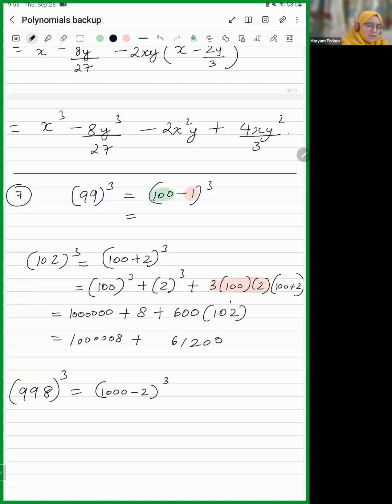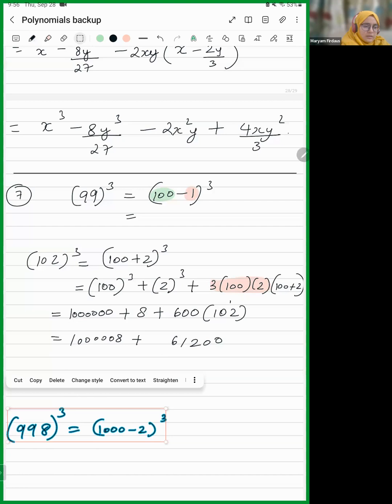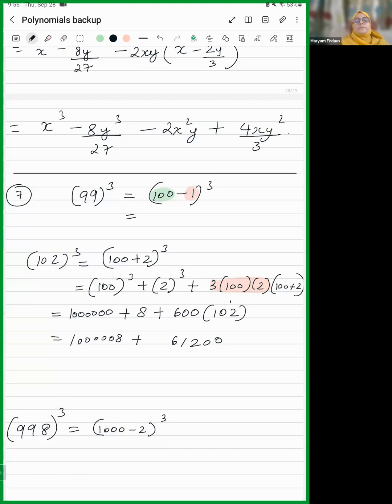Is this correct? Am I making any calculation errors? Let me know if there are any mistakes. Is this fine? Yes? Yes, ma'am. Okay, then calculate it and tell me what do we get from here.